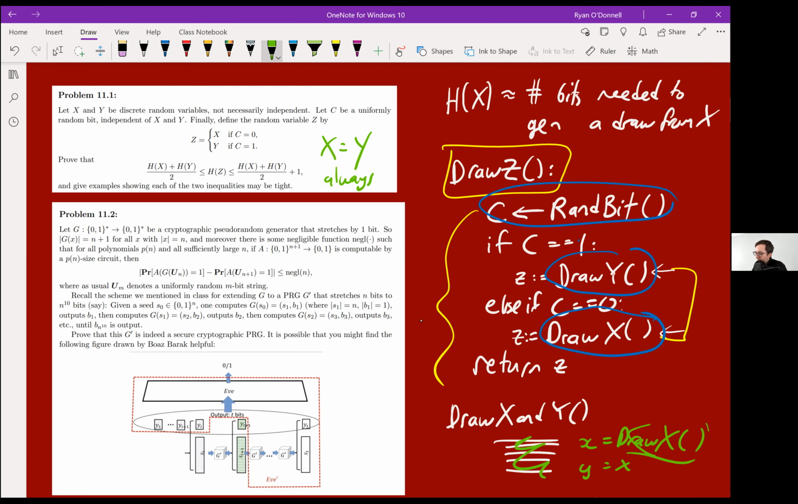So in particular, in this very special case, H of X will equal H of Y, and so this will just be H of X. Yeah, so those are some intuitions for when this will be tight. Now, can you also think of an intuition for why this lower bound is always true? We were just talking about when it will be tight, but what's an intuition for why this lower bound will always be true?